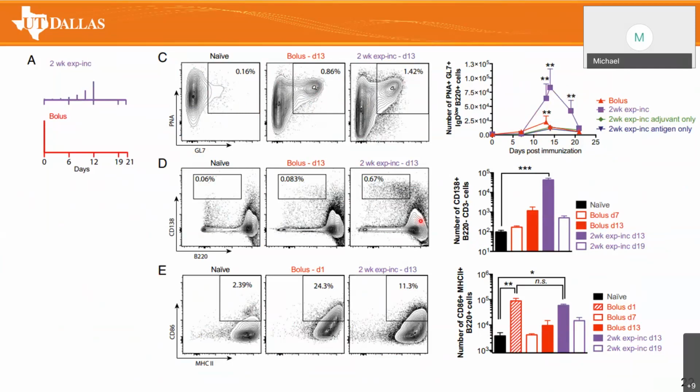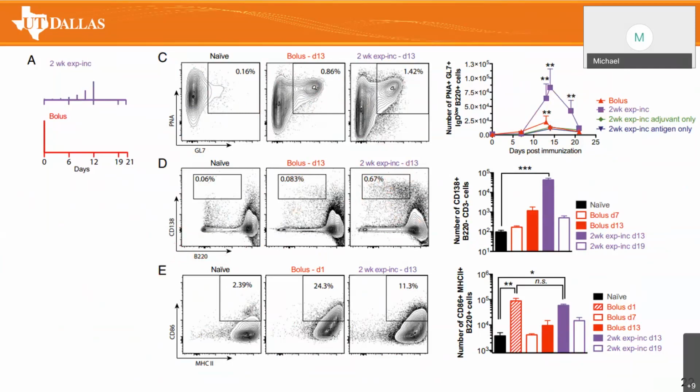Then they looked at plasmablasts. For plasmablasts, the cell has to express CD138, but it doesn't express B220. And so again, they showed that the 2-week interval had a higher amount of plasmablasts compared to the bolus injection.